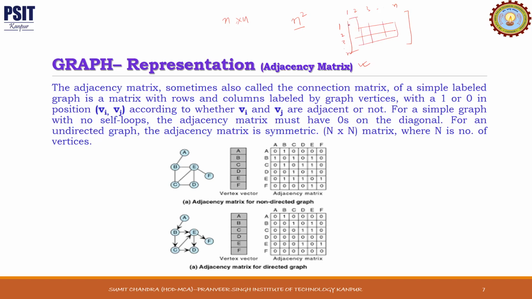So we'll place 1 if there is an edge between vertex 1 and vertex 1, then it will be 1. If there is an edge between vertex 1 and 2, it will be 1. If there is no edge between vertex 1 and 3, then it will be 0. In general, if there is an edge between v1 and v2, where v1 is the row and v2 is the column, then we place 1 in that cell, otherwise we place 0.